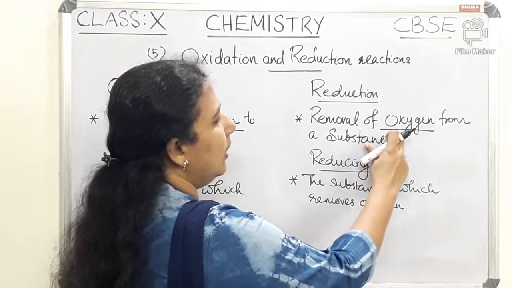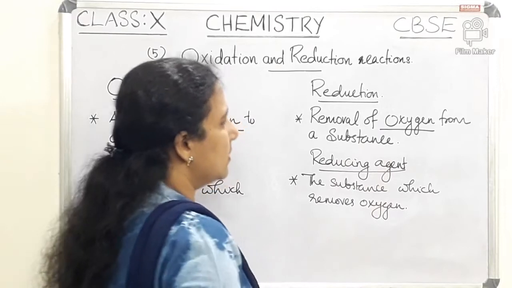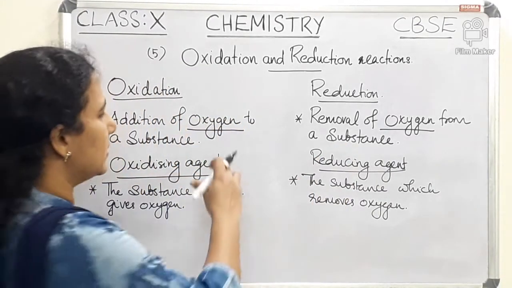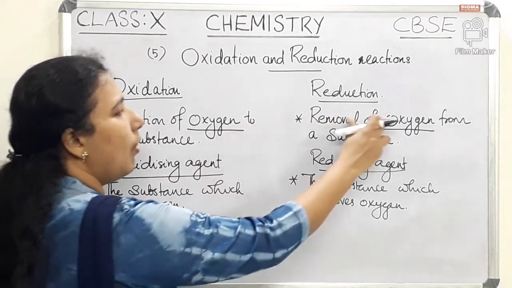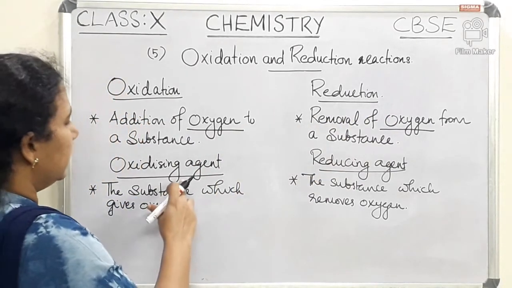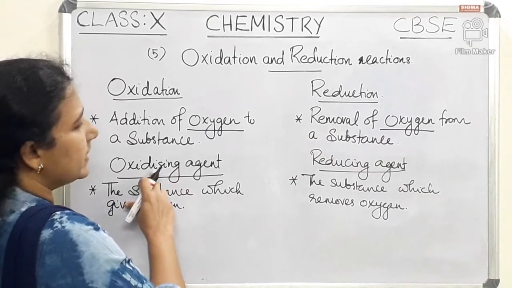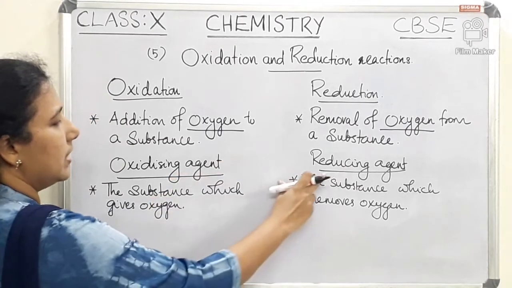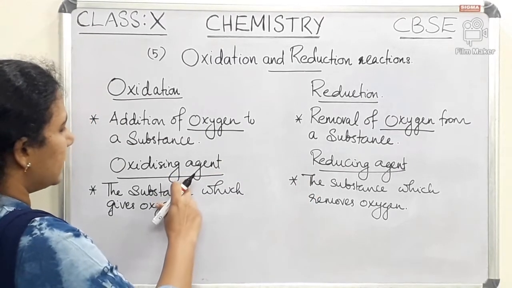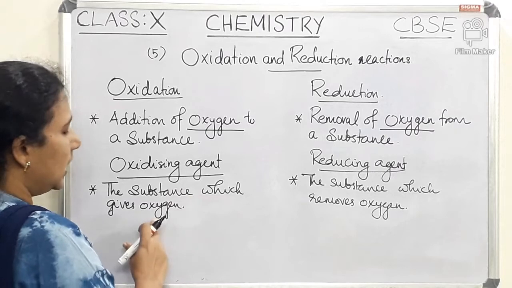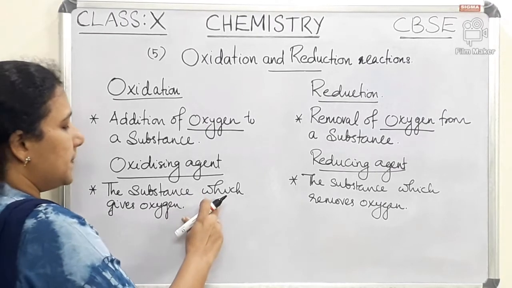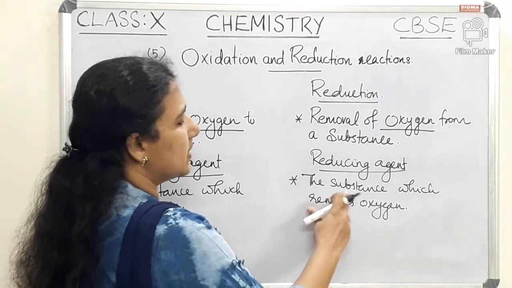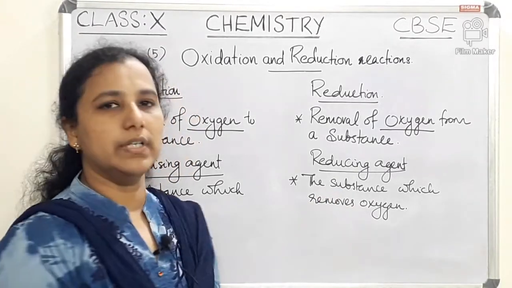Reduction means removal of oxygen from a substance. So removal of oxygen from a substance is called reduction. So this is the definition in terms of oxygen. Now let's see oxidizing agent and reducing agent. What is the meaning of oxidizing agent and reducing agent? The oxidizing agent is the substance which gives oxygen. The substance which gives oxygen is called an oxidizing agent, and the substance which removes oxygen is called a reducing agent.